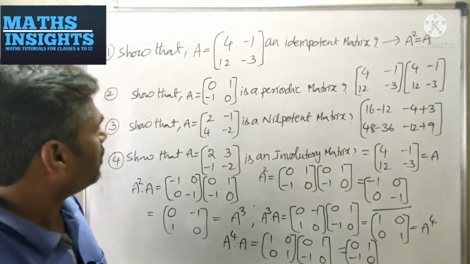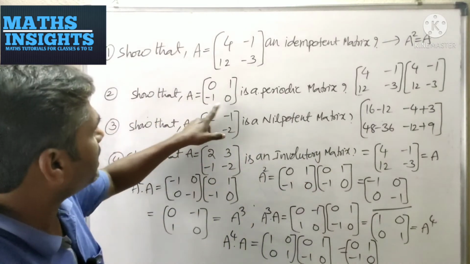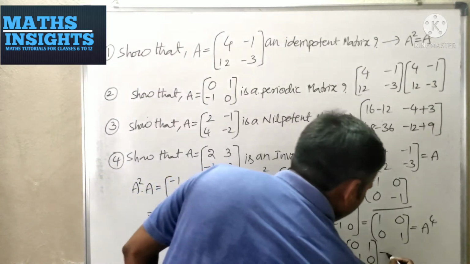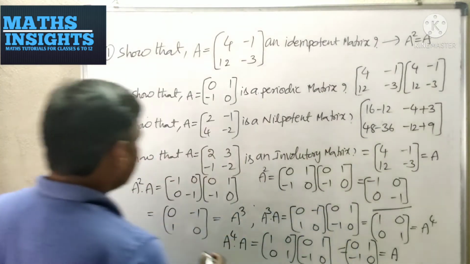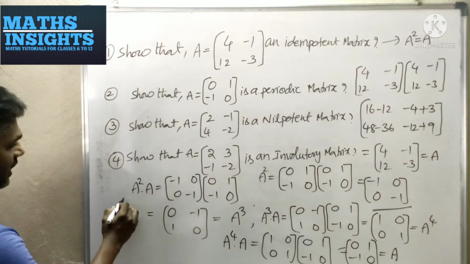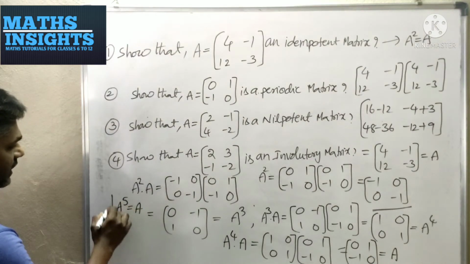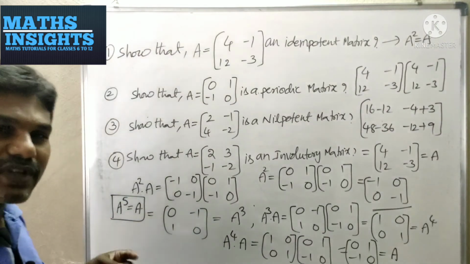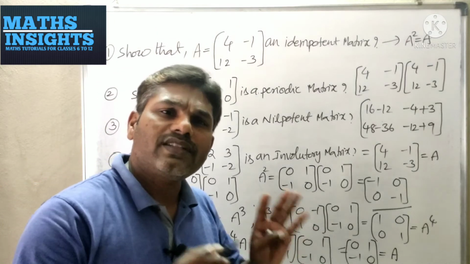Check whether you get it or not. [0, 1; -1, 0], therefore that is equal to A. That means after multiplying A 5 times you are getting back A. This is a periodic matrix. The question is, what is the order?